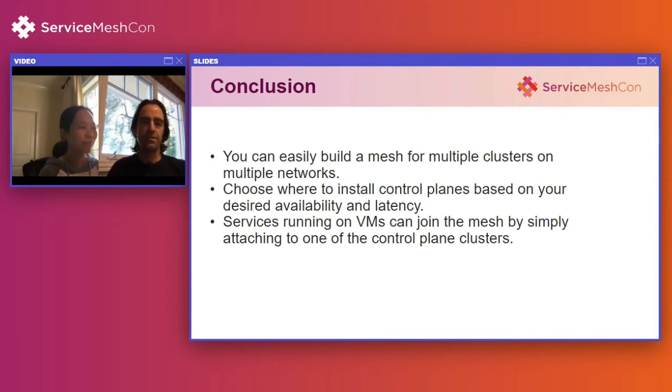As part of this, you can choose where you want to install those control planes, obviously. It works across multiple networks. And the other takeaway is that this works great for Kubernetes, but we're also making it really simple and easy for VMs as well. So those will also be able to join.